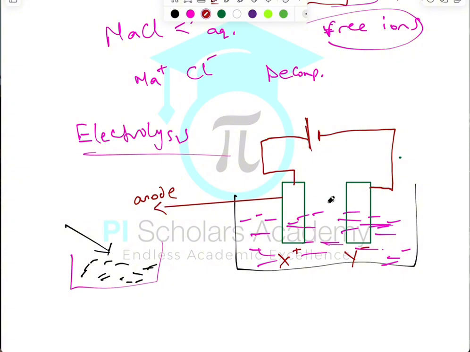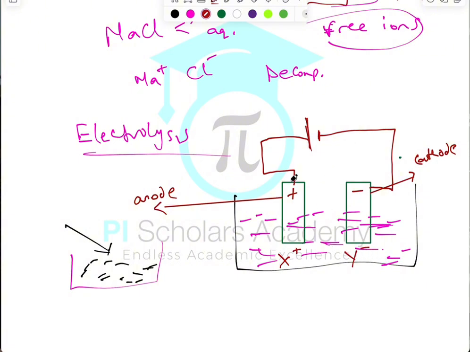So if this is the anode, what exactly are the things that will go on at the anode? By the way, the anode is positively charged. It's connected to the positive terminal of the battery, so it's positively charged. The other one is the cathode, which is negatively charged. So this is the cathode. And through this naming, what happens to this positive guy? What happens to this negative guy?